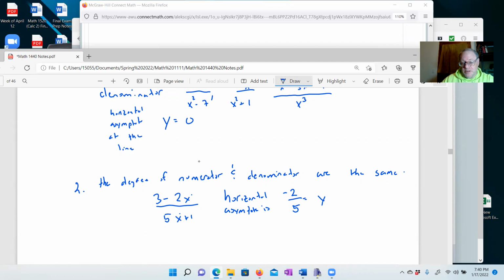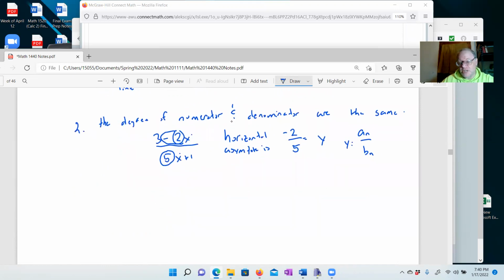Okay, so when the degrees of the numerator and denominator are the same, it's the ratio of the leading coefficients of the top and the bottom. So a over n, b over n: y equals a over b is the ratio of the leading coefficients. So y equals the line of the ratio of leading coefficients. All right.